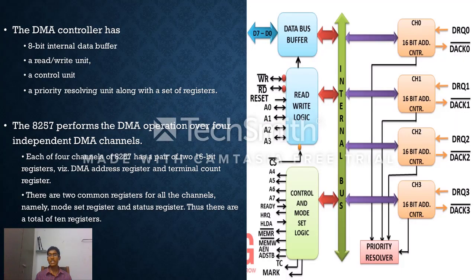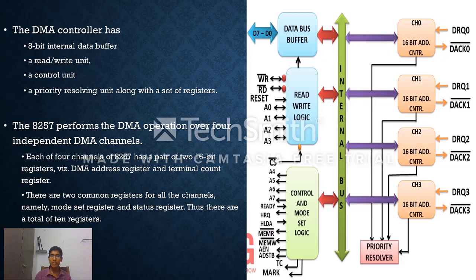So here we have the block diagram of the DMA controller, and as you can see here, the DMA controller has four basic units. It has an 8-bit internal data buffer which transfers the 8-bit data, and also a read and write unit, a control unit, and a priority resolver. And what is priority resolver? Basically, it decides the priority to which the data should be given among the four channels.